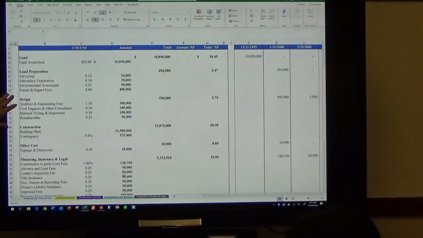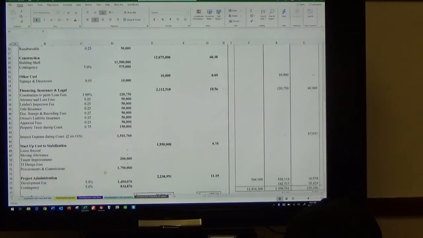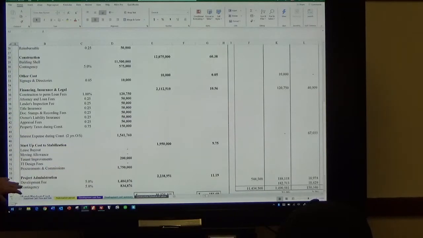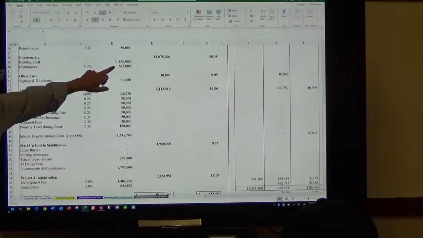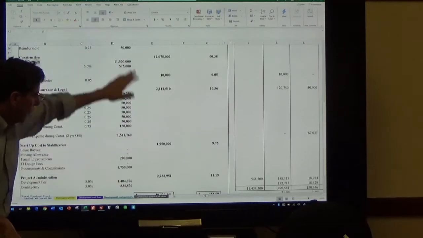Land and preparation, design, construction, okay, financing, insurance, and legal, and then my stabilization period items, right? My TI and my commissions, okay? And then my fees and my contingency, okay? I've added a contingency to the construction numbers. I've added a contingency to the project overall.